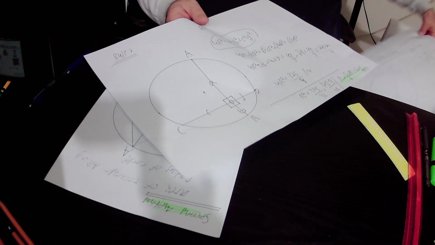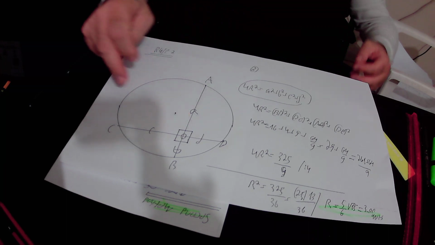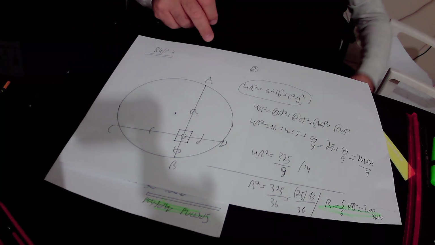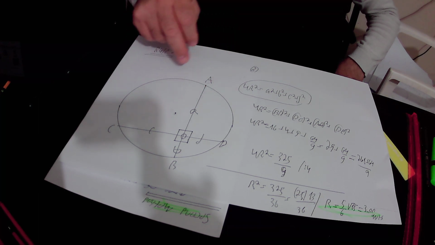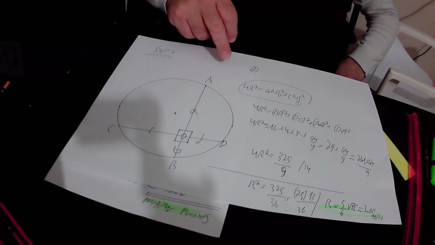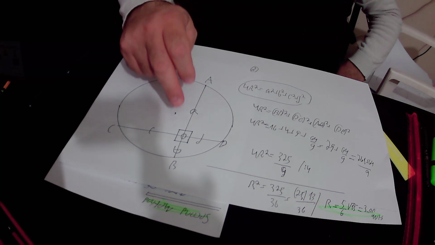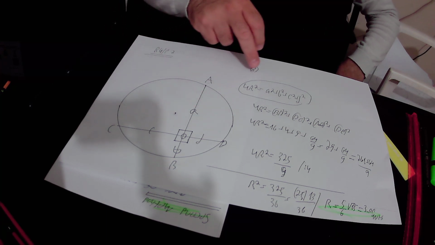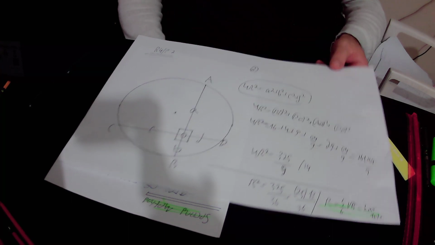According to rule number two, if chord AB intersects with chord CD at 90 degrees, then 4 times R squared, where R is the radius of the circle that contains the two chords, equals A squared plus B squared plus C squared plus D squared.